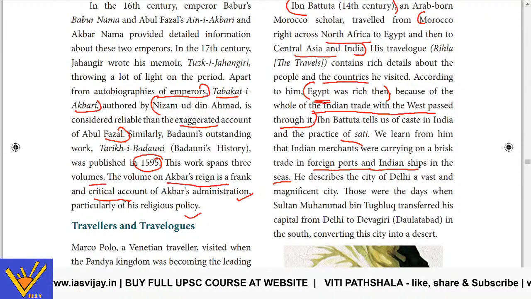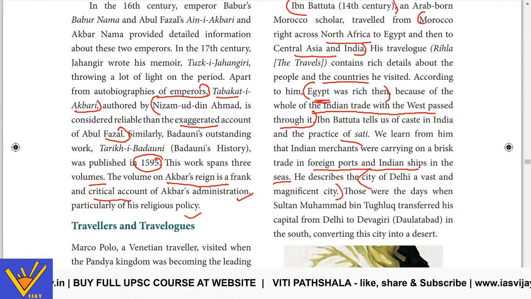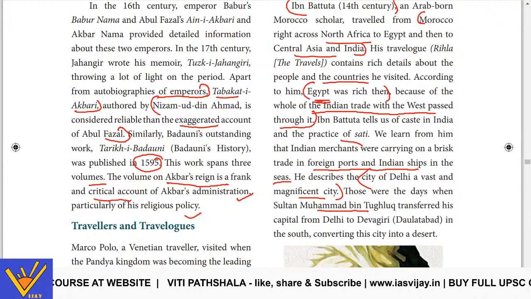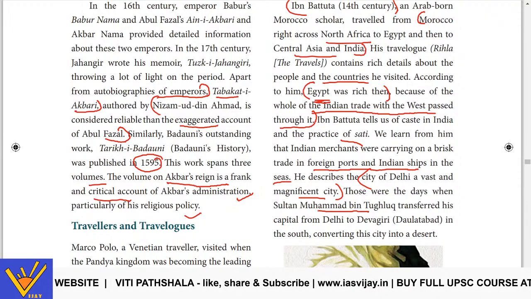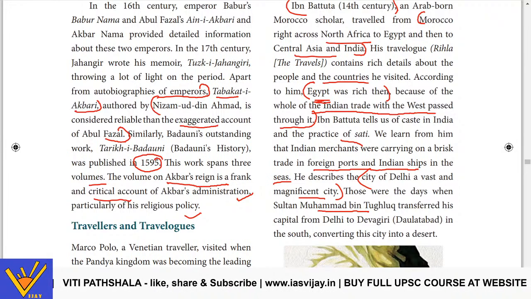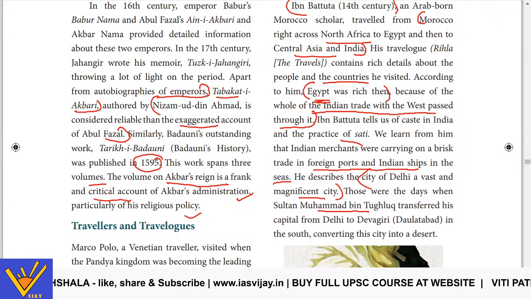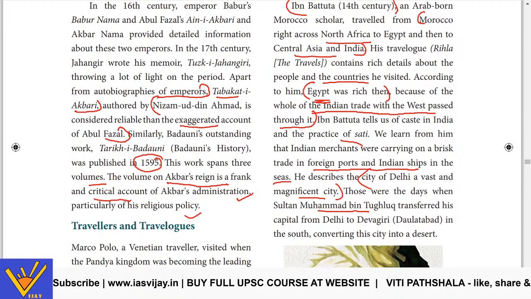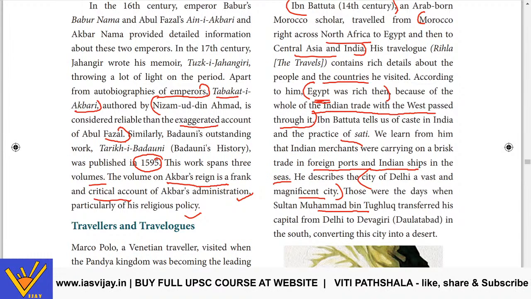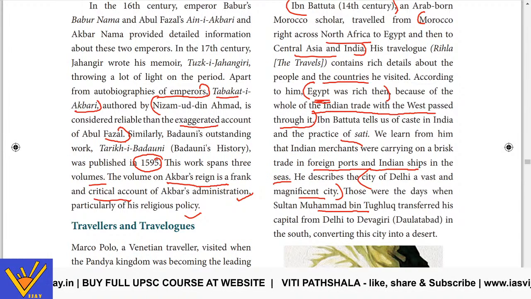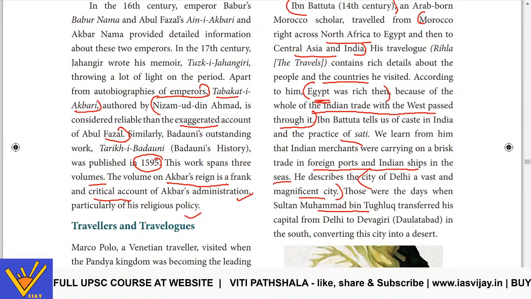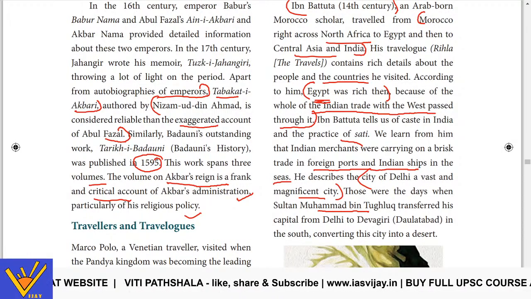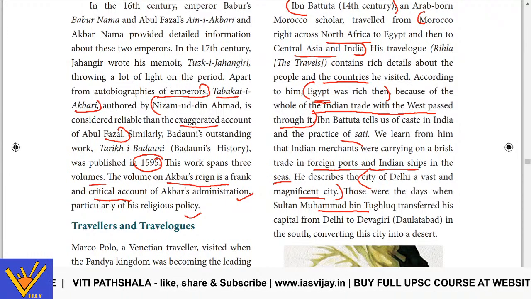He describes the city of Delhi as a vast and magnificent city. Those were the days when Sultan Muhammad bin Tughlaq transferred his capital from Delhi to Daulatabad, and that was a big thing that he did. So what did he do? He took his capital from Delhi to Devagiri, that is Maharashtra. And he thought that he would be at a better hand when ruling from the central area of India. So he shifted his capital from Delhi to Devagiri.